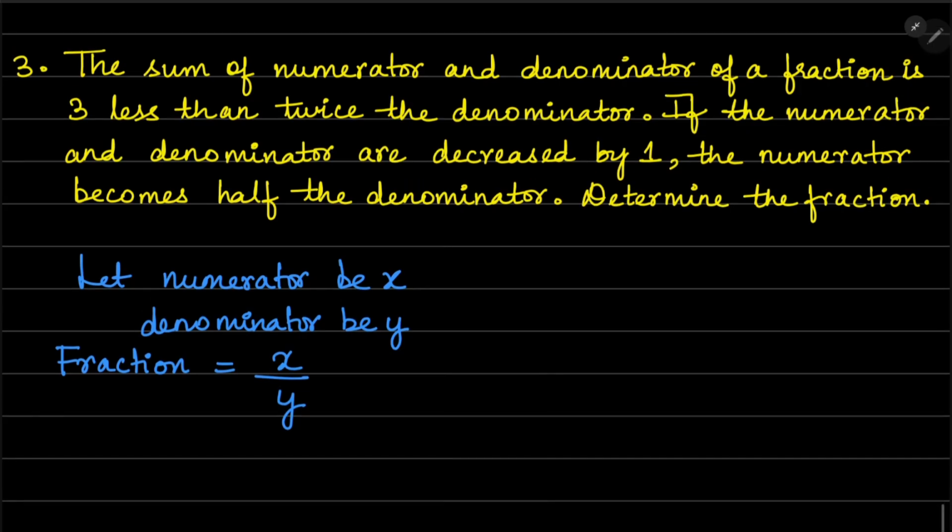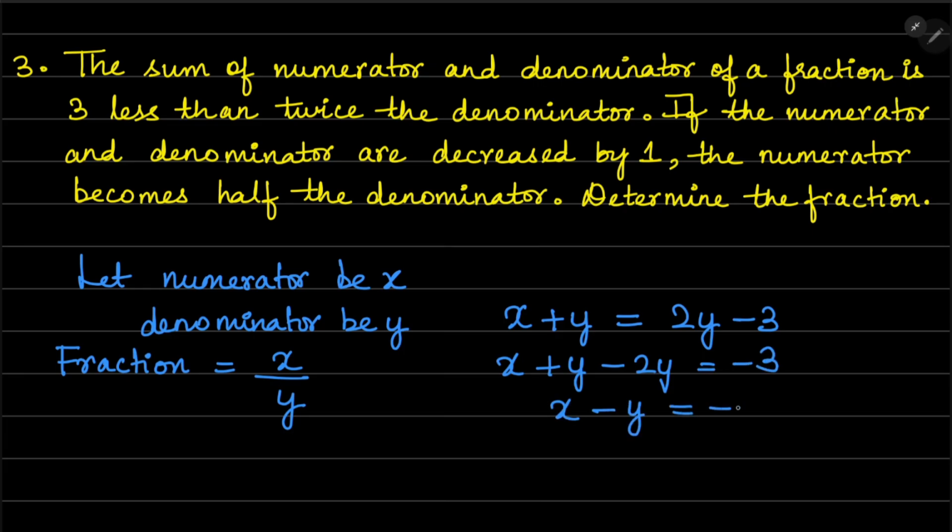Right? Now, what is given is the sum of numerator and denominator of a fraction, which is nothing but x plus y, is 3 less than, that means minus 3, 3 less than twice the denominator, that means 2y minus 3. Let's rearrange it. What do you get? x plus y minus 2y equal to minus 3. So x minus y equal to minus 3. This is your first equation.